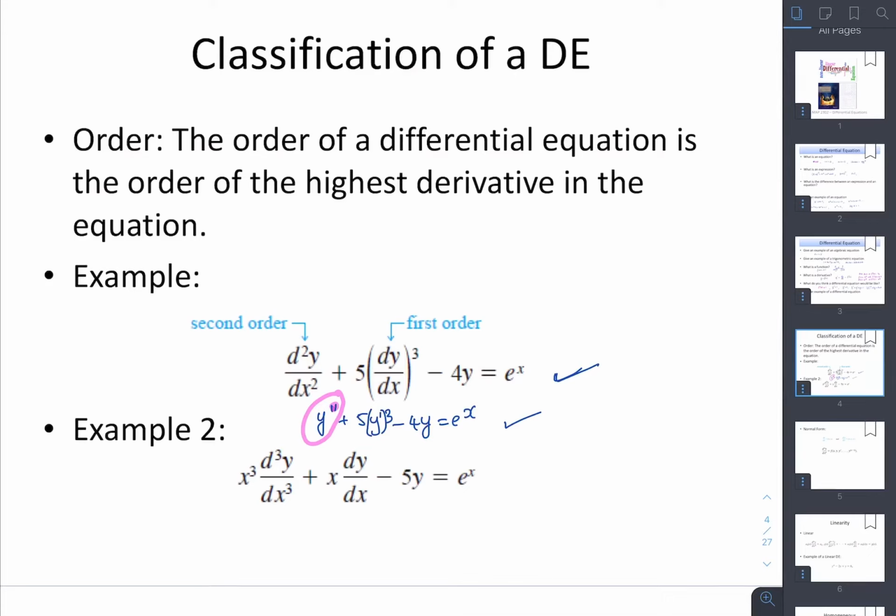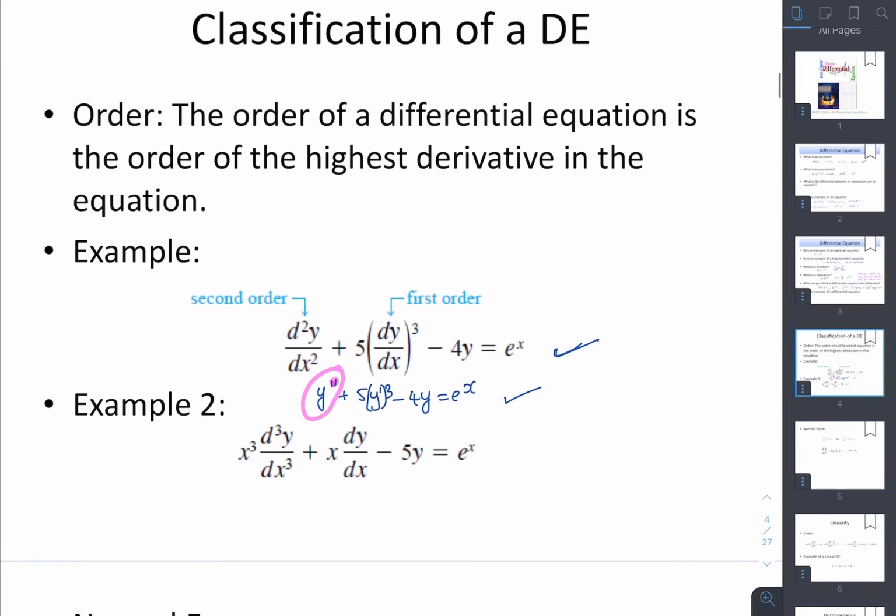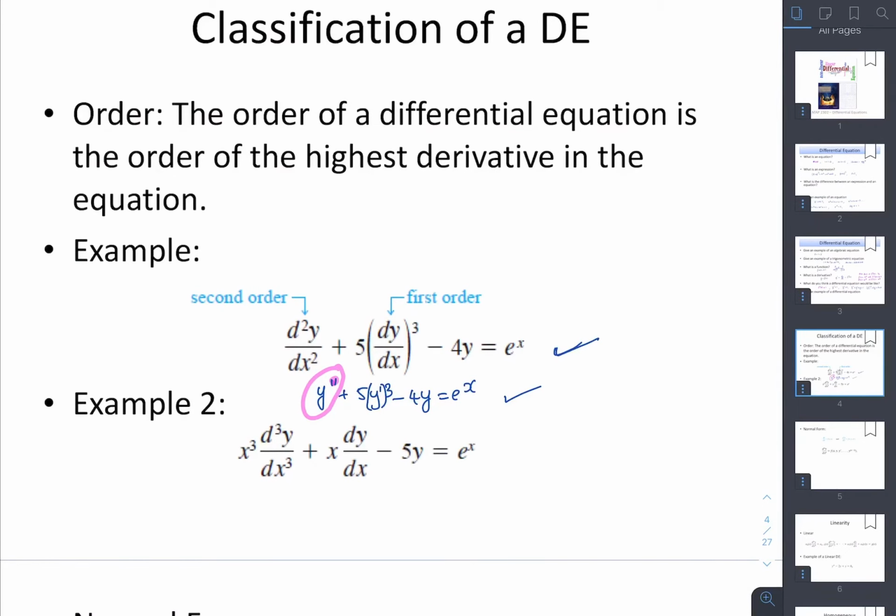If you take a look at the next one, which is x cubed times the third derivative of y, plus x times the first derivative of y, minus 5 times y, is equal to e to the x. And if you want to write it using Newton's notation, this would be x cubed y triple prime plus x y prime minus 5y is equal to e to the x. And this would be a third order differential equation, because the highest order in this case is third.